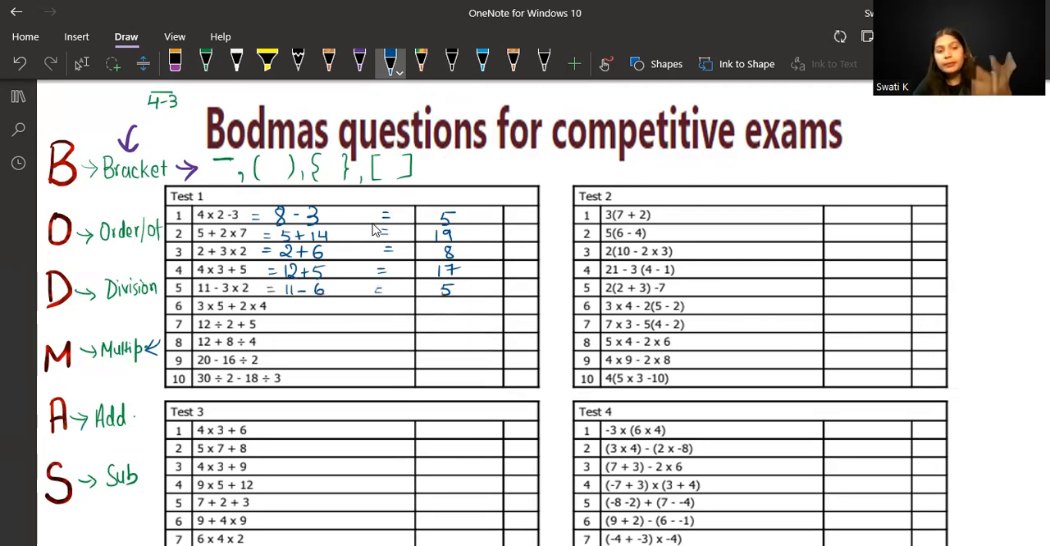I have taken these basic questions for those who have not understood Bodmas properly. Basic questions are also very important. We should not underestimate the basic questions. So let's start with the next one.